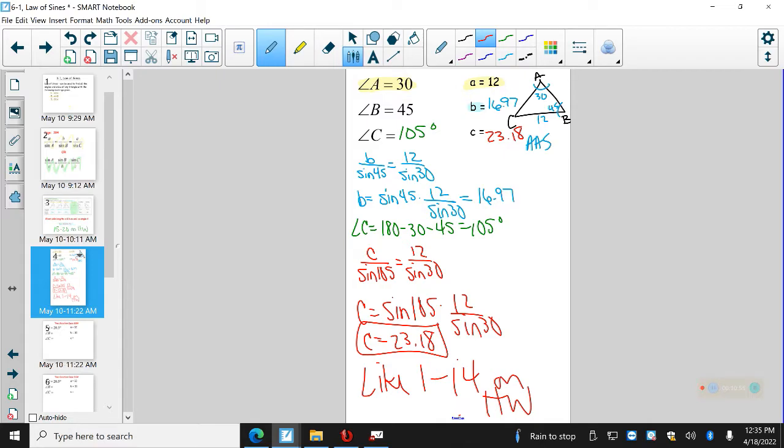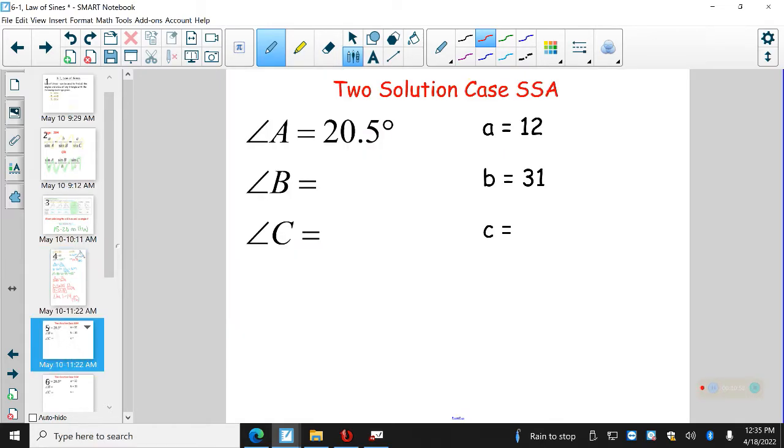Any questions? Okay, that brings us to our next one, which is going to be our two-case solutions. Okay? This is going to be our ambiguous case, which is going to be our side-side angle. All right?